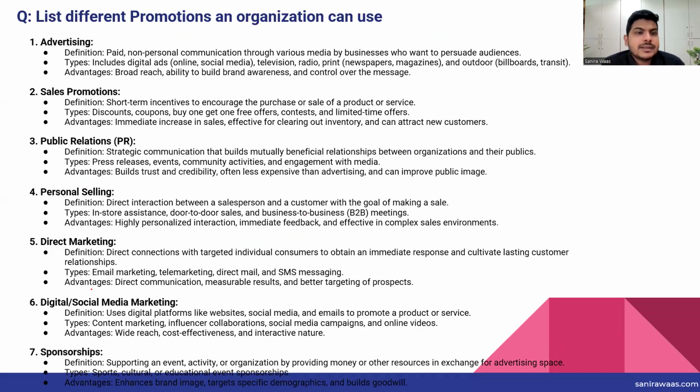Then the other one is promotions. So price, place, and promotions. What are promotions? There are different ways you can promote. The most common one is advertising, where we have digital and offline media advertising. Then sales promotions, where you give short-term incentives. Then PR, like political campaigns use PR. Then personal selling, direct marketing, network marketing, social media marketing, and sponsorships. Those are the different promotions you can use.